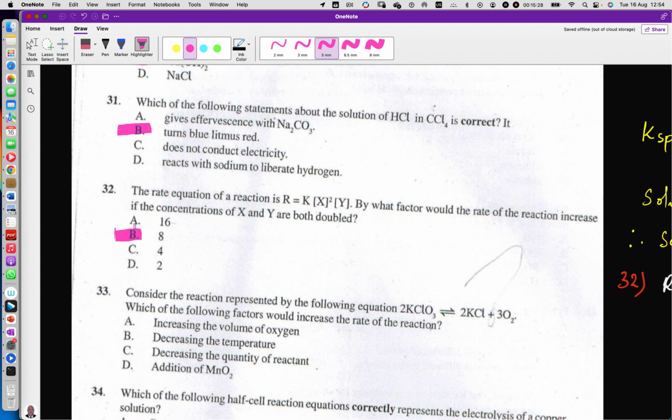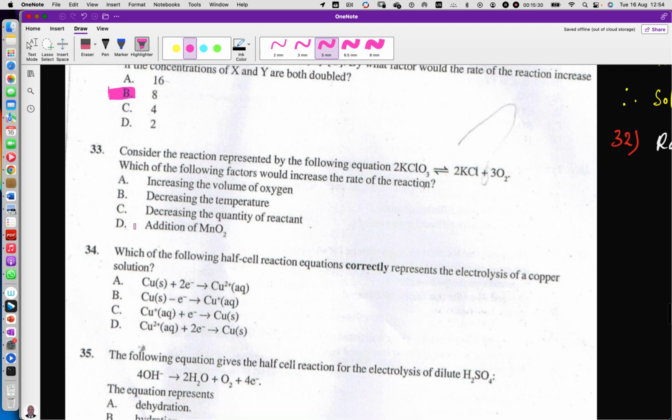Now let's go again to question number 33. Consider the reaction represented by the following equation: potassium chlorate decomposes to potassium chloride plus 3 moles of oxygen. Which of the following factors will increase the rate of the reaction? If you look at it critically, which factors will increase the rate of the reaction?